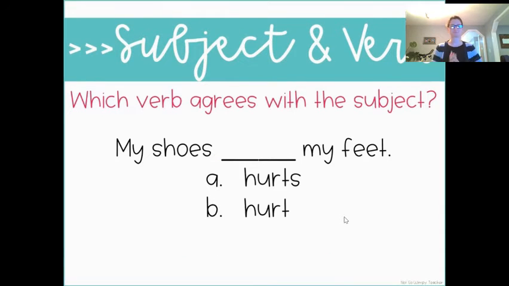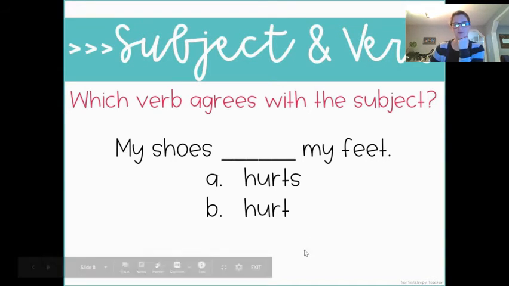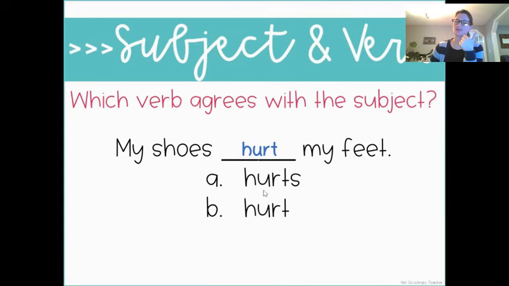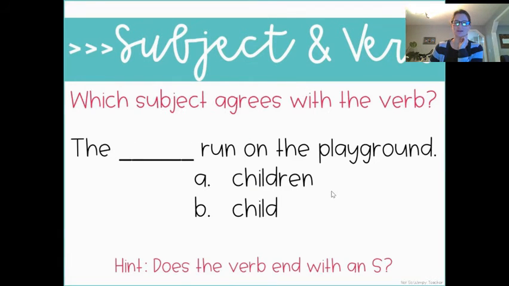Okay, let's try another one. Which verb agrees with the subject? My shoes, something, my feet. Hurts my feet or hurt my feet? Well, my shoes are the subject of the sentence and hurt is the action verb. So my shoes. Well, it's both shoes. So there's more than one. So we're talking about a plural. So we don't add an S to the action verb. So I think it's going to be my shoes hurt my feet. Yep, that sounds good. If it was my shoes hurts my feet, it doesn't sound right. The subject and verb don't agree.